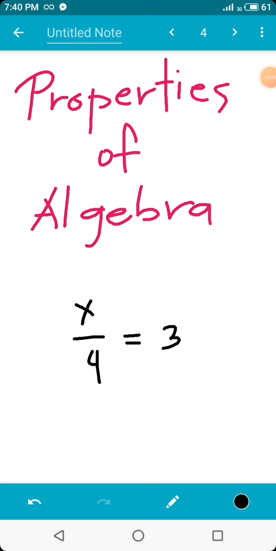Okay, so meron naman akong equation dito na x over 4 equals to 3. Alright? So, sinasabi lang yan, ano yung value ng x na pag dinivide ko by 4, the answer is 3. So, kung isipin natin, that could be, or that is 12. Kasi 12 divided by 4, that is 3. So, paano natin makukuha yung 12 as value of x?